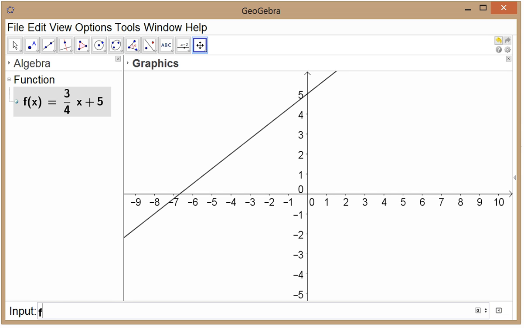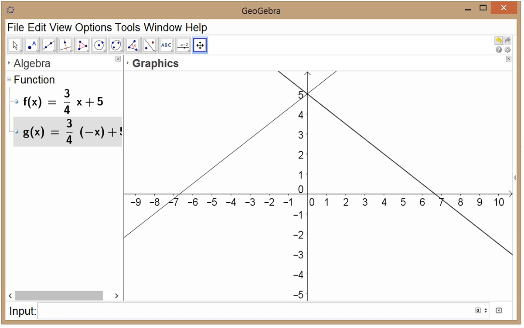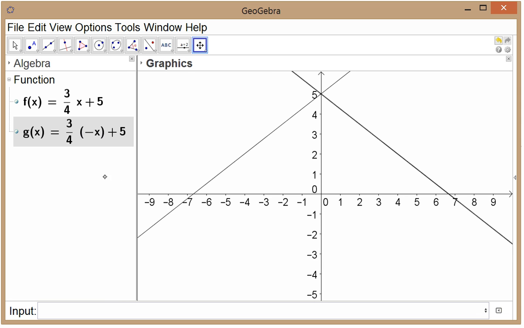So in order to get that, that's going to be f of the opposite of x. So watch when I do this. When I type enter, it created this new function it called g, right? And you can see that g is equivalent to what we ended up writing, and indeed it is a reflection across the y-axis.